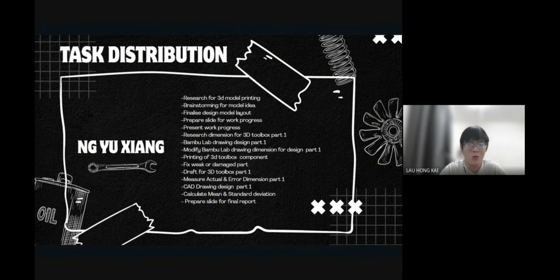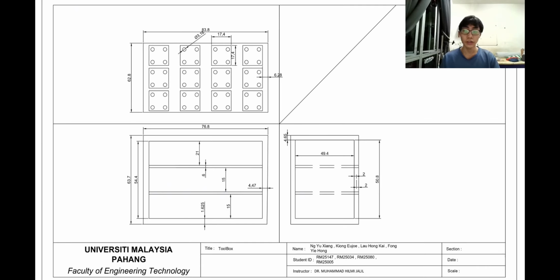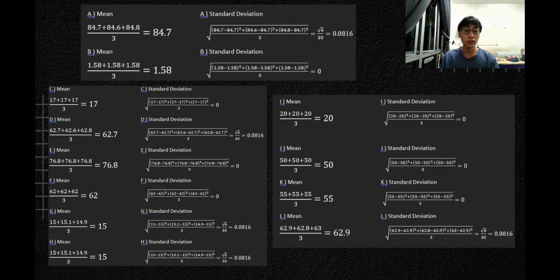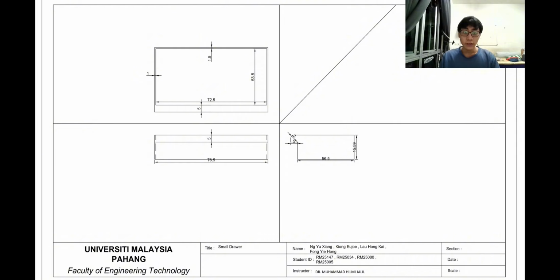Thank you. My name is Yu Sang, and this is the first part of our toolbox, and this is the drawing of our first part. On the left side is our preview of the 3D toolbox, and on the right side is our measurement and true value of the toolbox. These are the mean and standard deviation of our first part, which is the toolbox, and this is our second part, the small drawer.